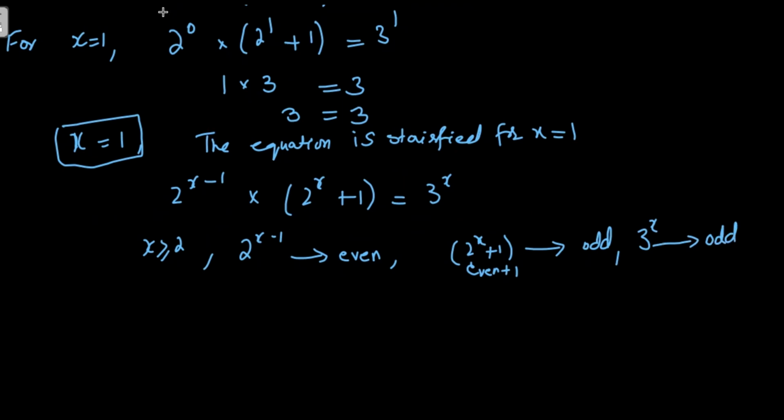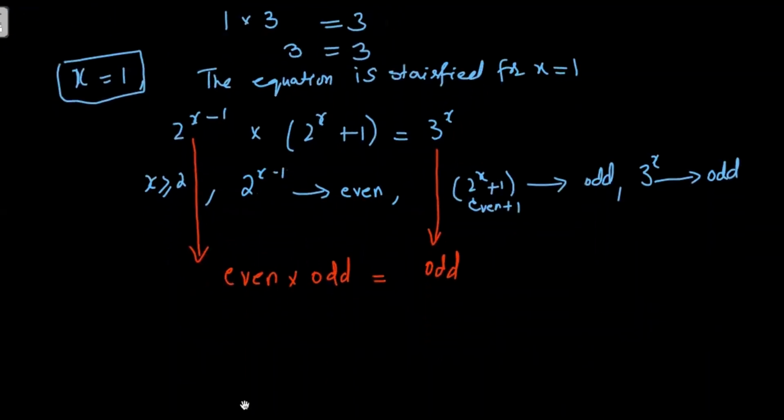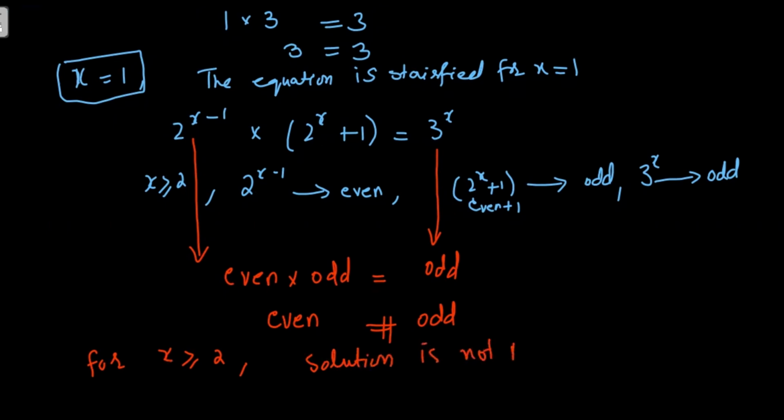Now you can write it as, these values are even multiplied by odd, and that is the odd value. You see here, these are the odd values. And you know that when you multiply an even value by an odd value, the answer will be even. And here the answer is odd, that is not possible. Therefore, for x greater than or equal to 2, the solution is not possible.